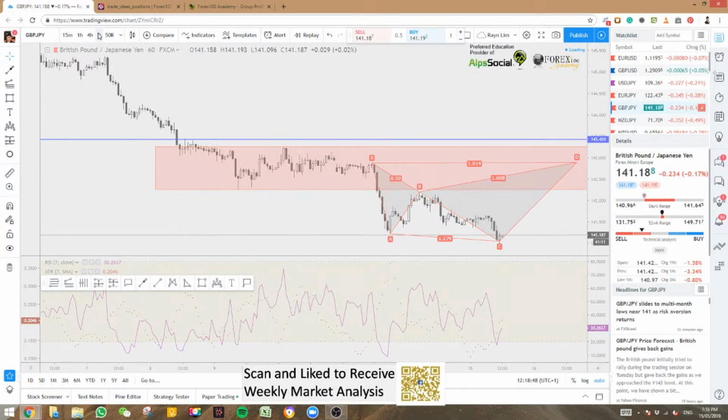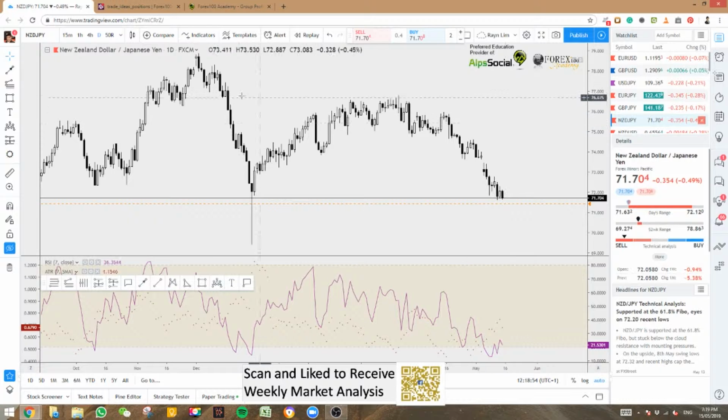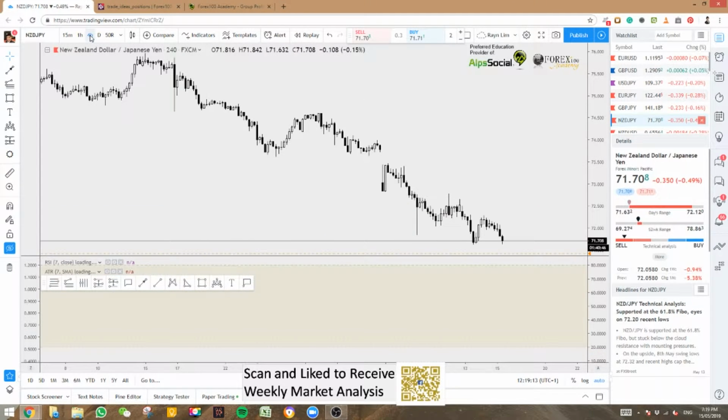Alright, so let us head down to the next pair, New Zealand yen. On the New Zealand yen, this is what I have, a sharp downwards movement. Market retraced, came back down to this wick area. So this is something that I don't quite like, because technically you still have to consider this movement. Yep. So head down to the 4-hour chart.